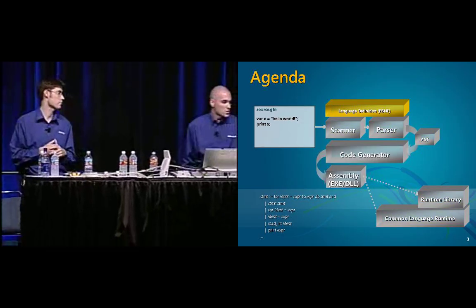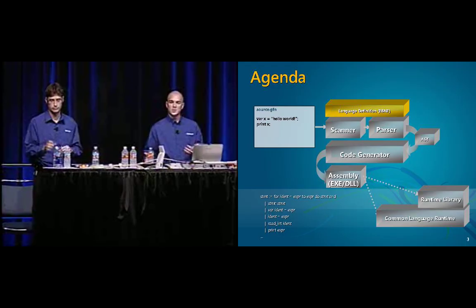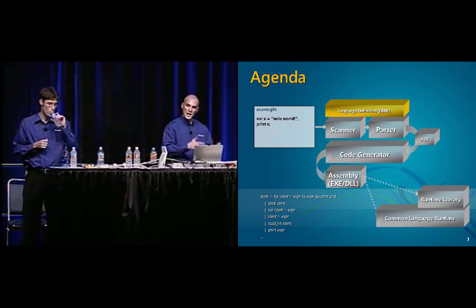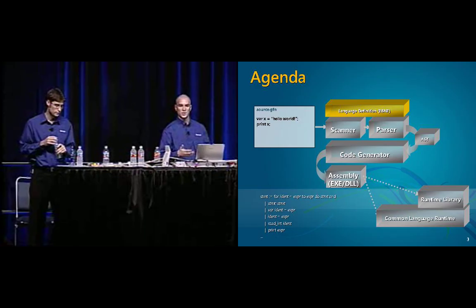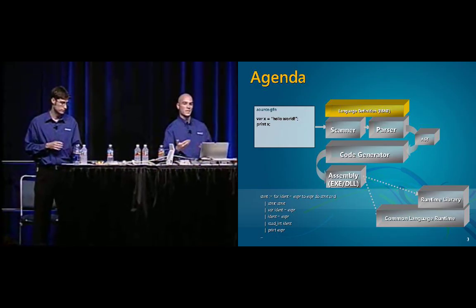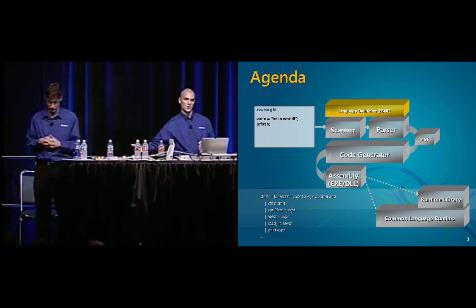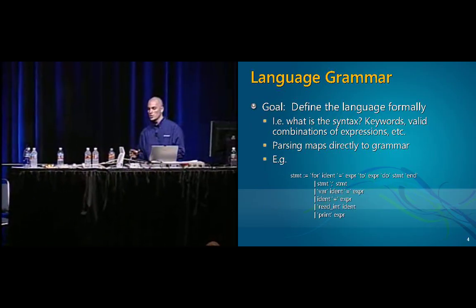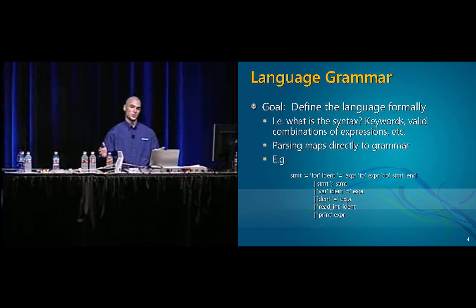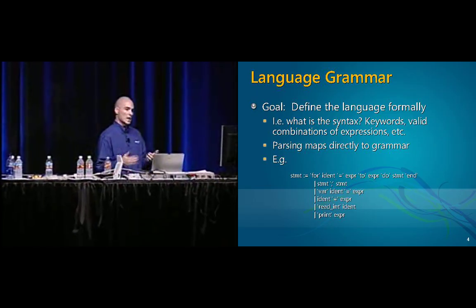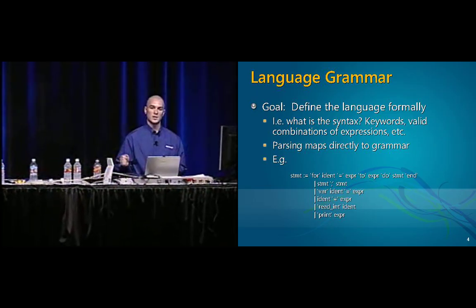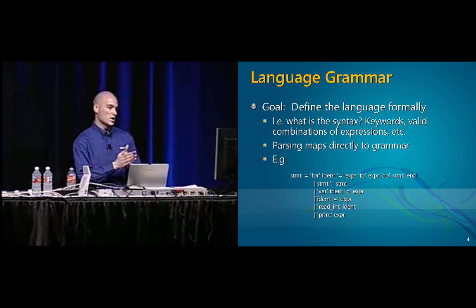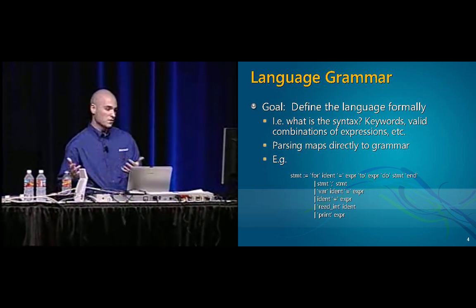Yep. So as Joel mentioned, I'm going to start with the front end. The front end is generally responsible for taking a language that a user has written, a program, and then turning that into something that the compiler can then turn into executable code, in this case, for the CLR. So first of all, you need to know what language you're compiling, right? The language impacts a lot of the design and implementation of the various components in the compiler behind the front end. So you can actually define this formally.